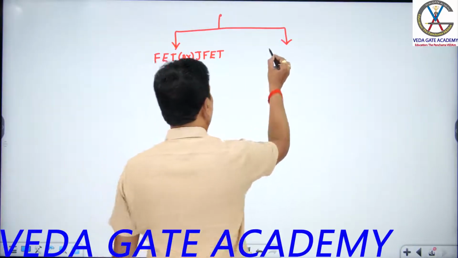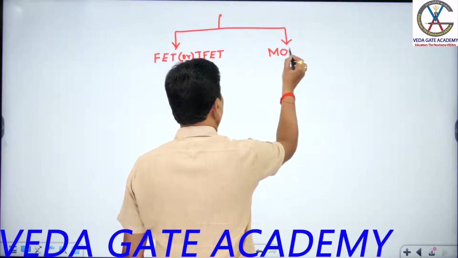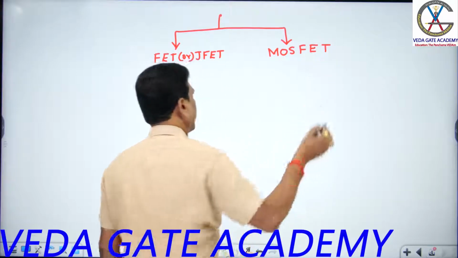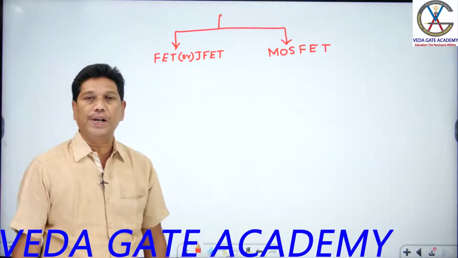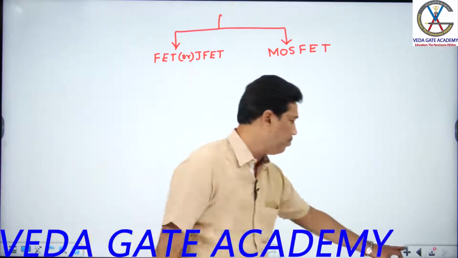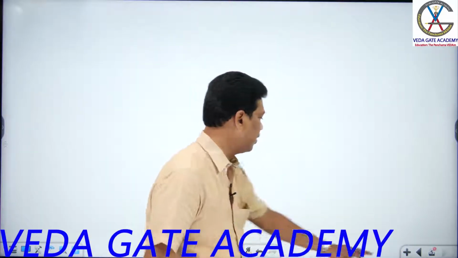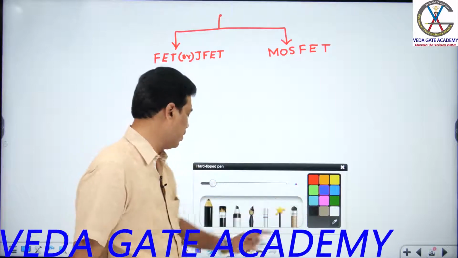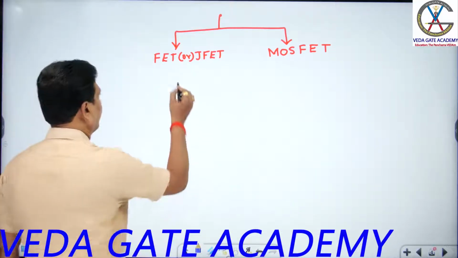And one more family is what? MOSFET, metal oxide semiconductor field effect transistor. Metal oxide semiconductor field effect transistor, students. Okay. Now, metal oxide semiconductor field effect transistor, students. Now come back to the FET.